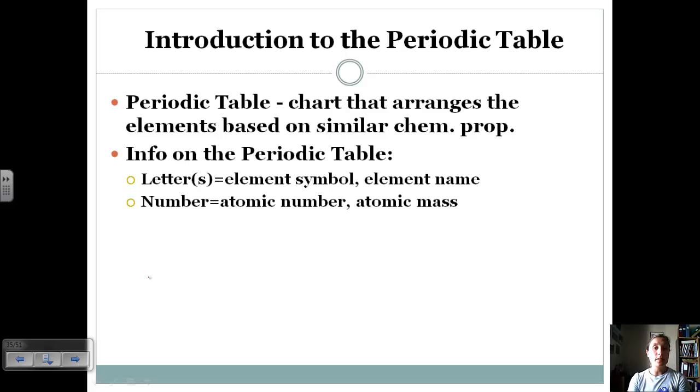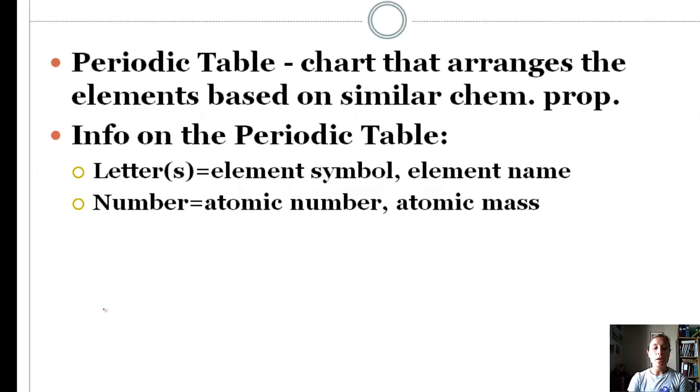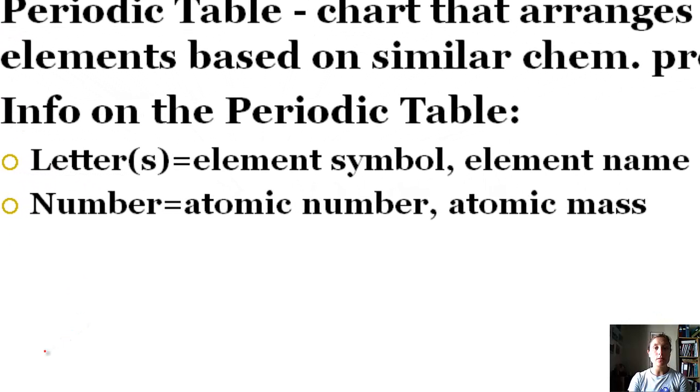There are a few pieces of information that can be found on the periodic table. First, there are some letters. Usually you will have the element symbol, which we talked about is either one or two letters. The first one is always capital. And sometimes on the periodic table, they'll also give you the element name.